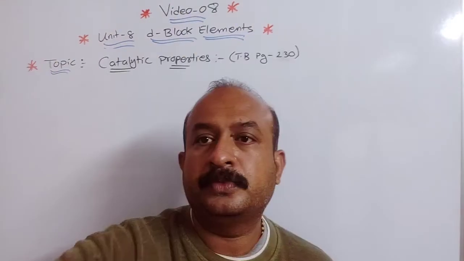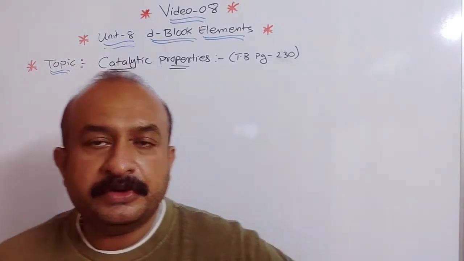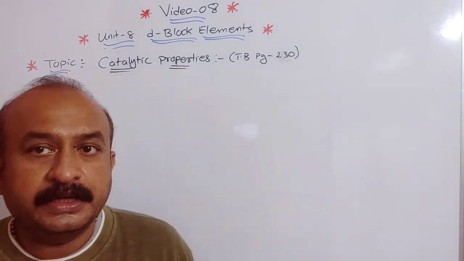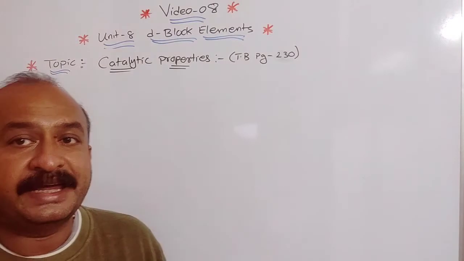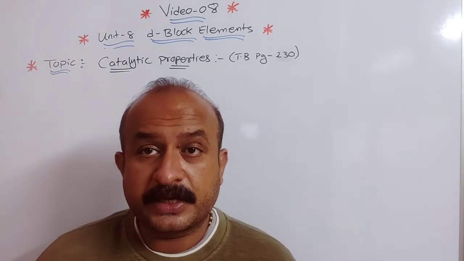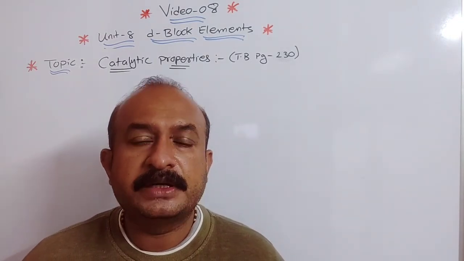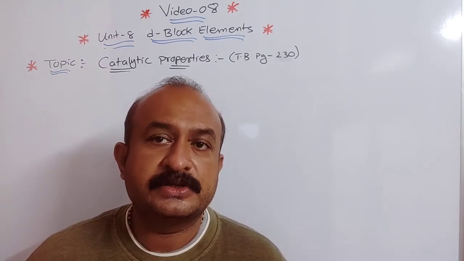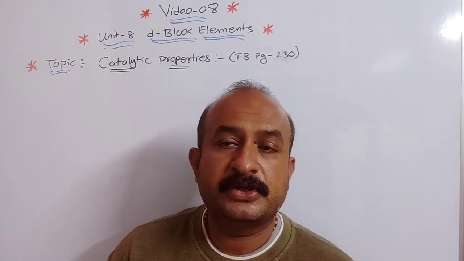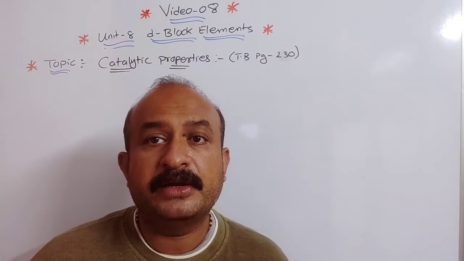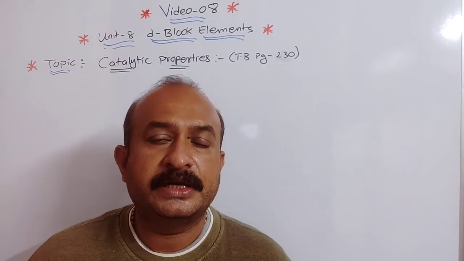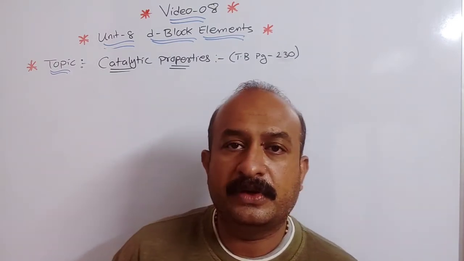Next, when we talk about catalytic property, it is given on page number 230. More catalysts are used from d block elements. The simple reason is that these metals, used as catalysts, reduce the activation energy. The function of a catalyst, as we studied in chemical kinetics, is to reduce the activation energy and increase the rate of reaction. Rate means speed of reaction.